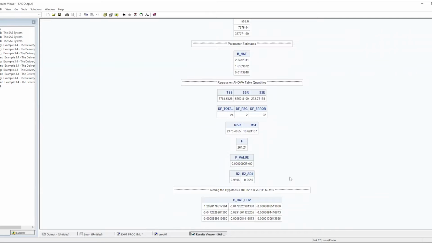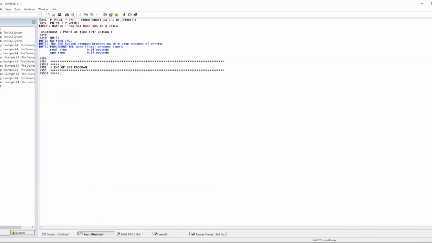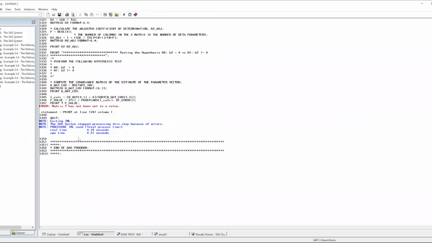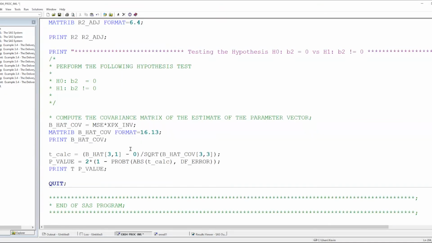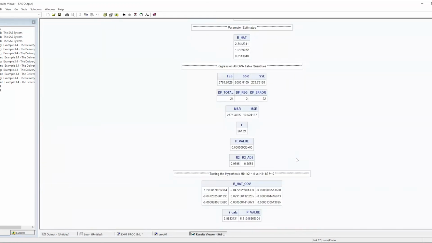Okay, and so we have here the estimated covariance matrix for beta hat, but we didn't get anything else. The reason is that I changed the variable from t to t calc a second ago, and so I didn't change it everywhere I needed to, apparently. So here's where I need to change that. Okay, and let's run that again and see if we get our results printed out.